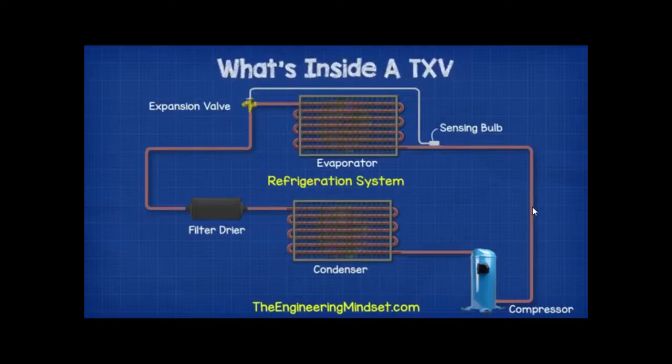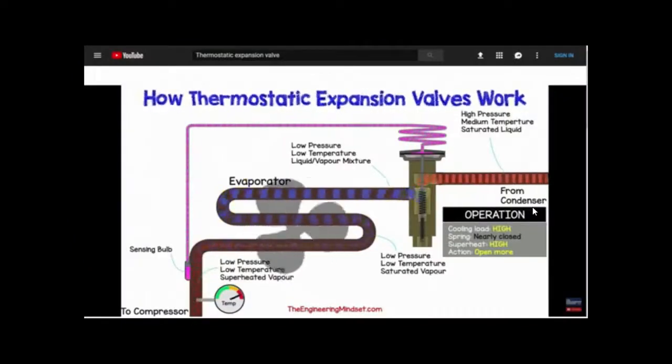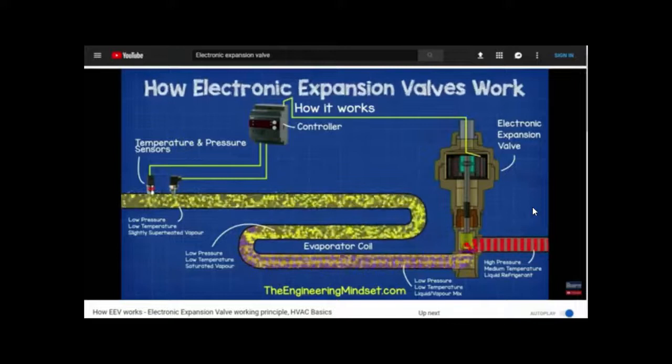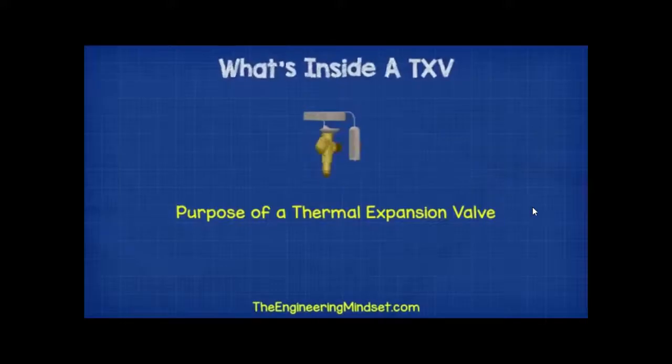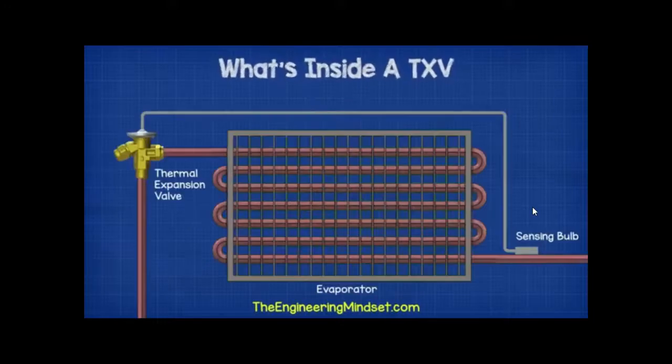We have previously covered in great detail how thermal expansion valves and electronic expansion valves work, as well as the different types. What are expansion valves used for? Expansion valves control the flow of refrigerant into the evaporator in response to the cooling load. They measure the superheat at the outlet and react to this, increasing or decreasing the amount of refrigerant flowing into the evaporator to try and maintain a constant superheat.